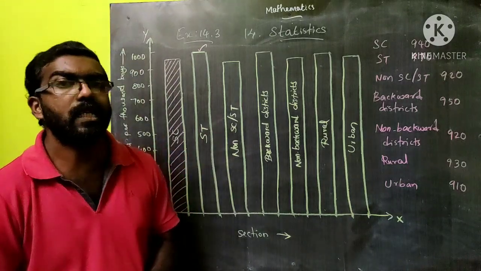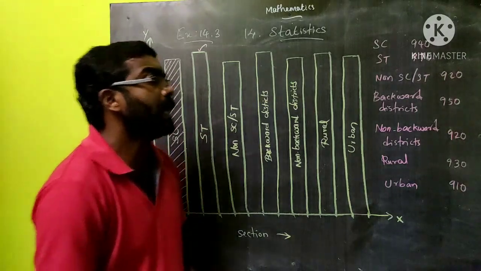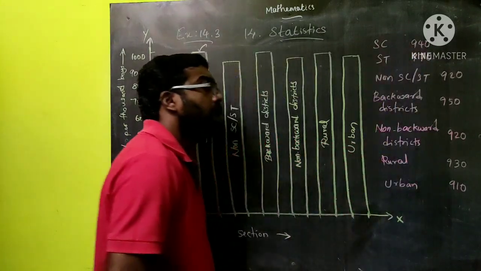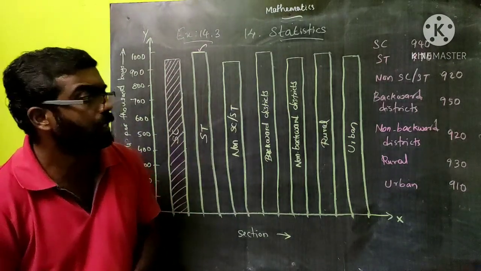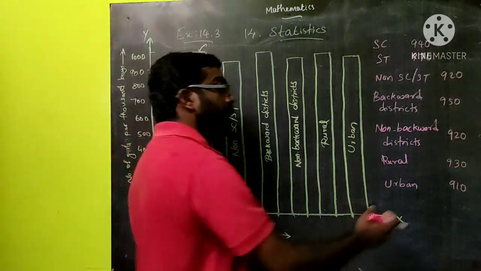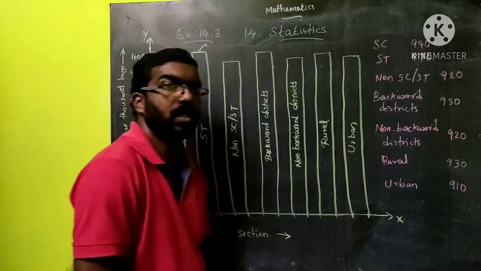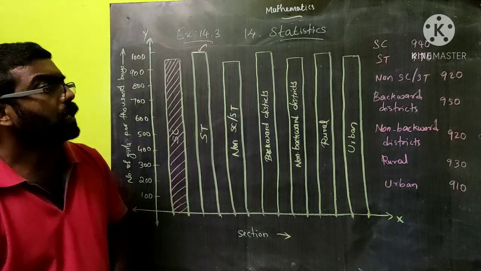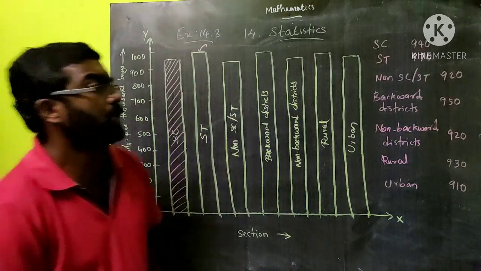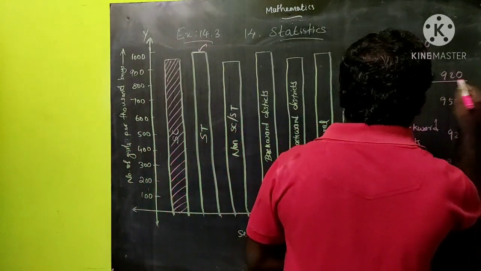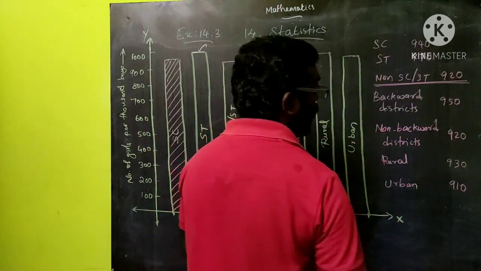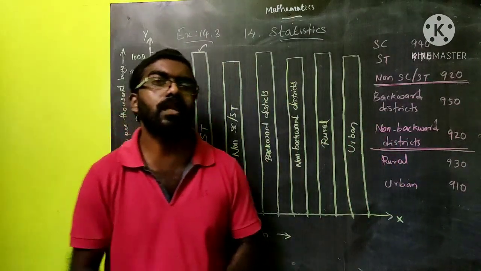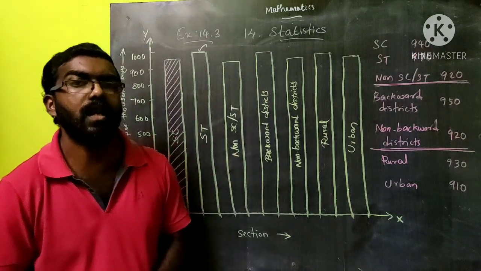The number of girls per 1000 boys is maximum in the section scheduled tribe, that is 970, and the number of girls per 1000 boys is minimum in the section urban in the society. Okay, it is 910. Then the next conclusion is, the number of girls per 1000 boys is the same in the categories non-SC/ST and non-backward districts. Okay, so these are the main conclusions we can arrive at from the graph.